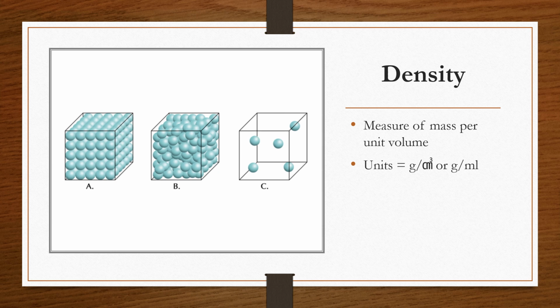So here we have, in letter A, a solid. You can see there's lots and lots of atoms all kind of packed together in that solid, so that would have a very high density. In picture B, there's a liquid, so there's a little looser structure to the atoms. They can flow a little better, and there are fewer atoms in that area. And in picture C, we have what would be a gas, and there's very few atoms in that given area.